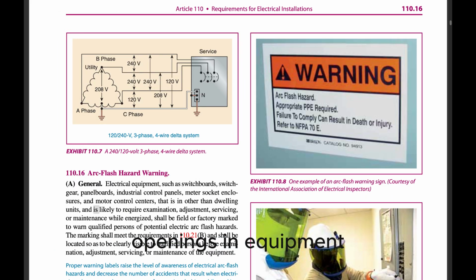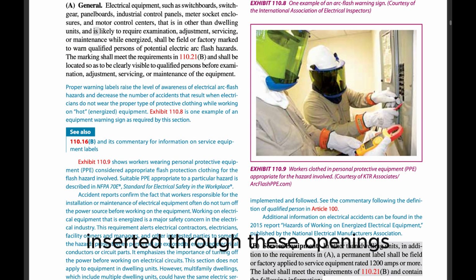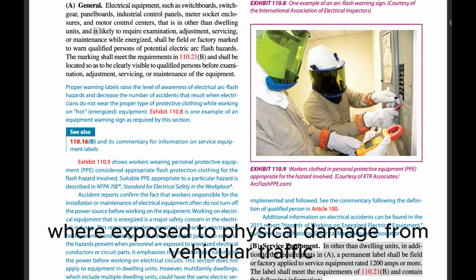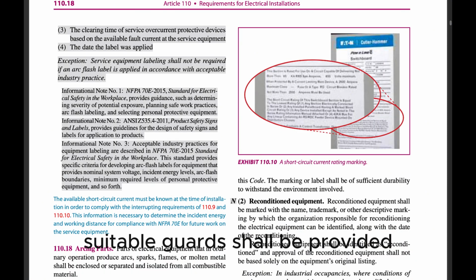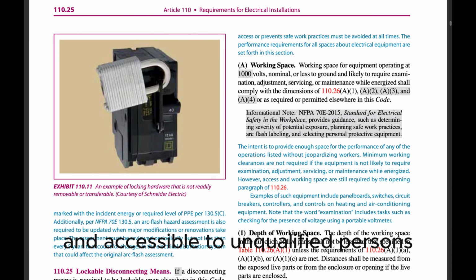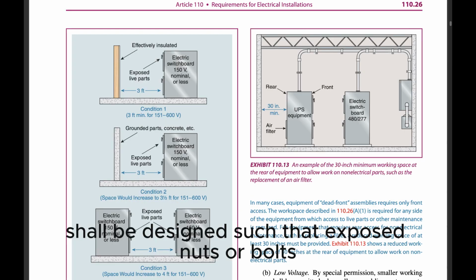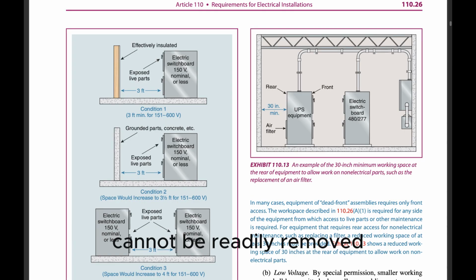Ventilating or similar openings in equipment shall be designed such that foreign objects inserted through these openings are deflected from energized parts. Where exposed to physical damage from vehicular traffic, suitable guards shall be provided. Equipment located outdoors and accessible to unqualified persons shall be designed such that exposed nuts or bolts cannot be readily removed, permitting access to live parts.